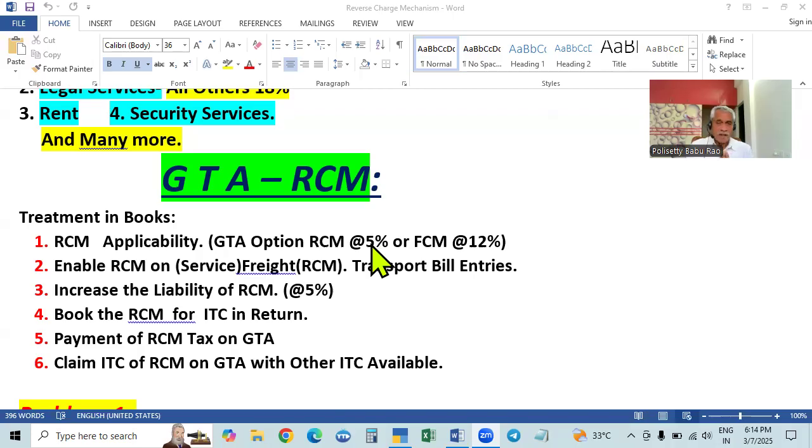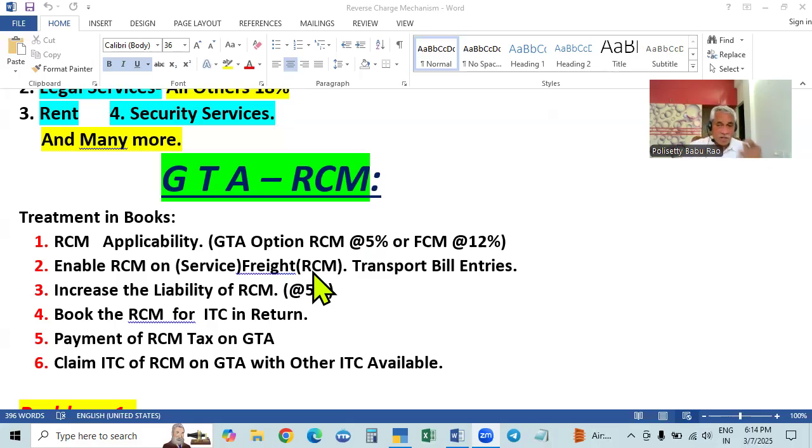So for that, the RCM is to be paid by the recipient. The services received from GTA are called transport charges or freight charges. So the freight charges will be liable under RCM if the 5% is given. If the GTA did not choose this 12%, 5% RCM will be applicable. In that case, we have to pay 5%.